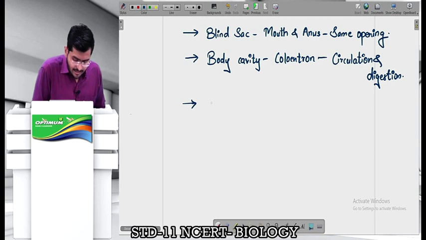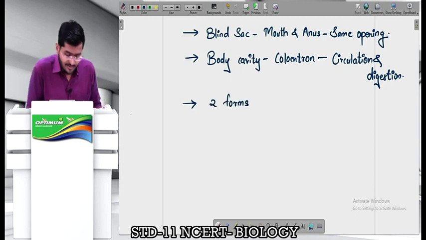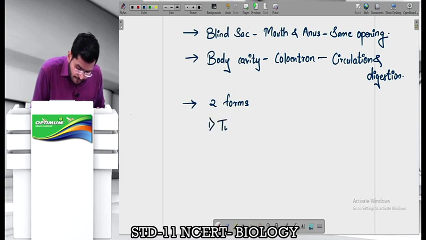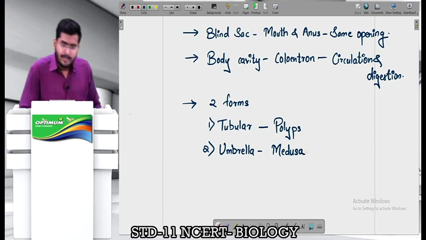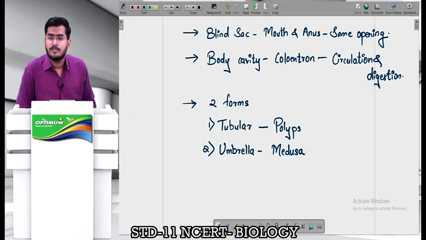Let me tell you that these organisms are found in two body forms. They can have two body structures. One is the tubular form, in which they have a tube-like body structure. The tubular form we call polyps. And the second is the umbrella-shaped body, okay, which we call medusa. So they can have two body forms. One is the tubular body form, which is called polyps, and the second is the umbrella-shaped body form, which is called medusa.